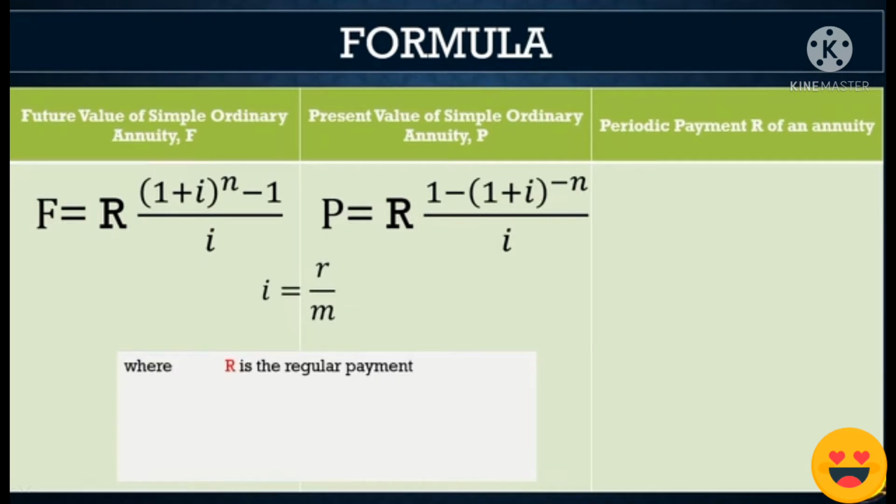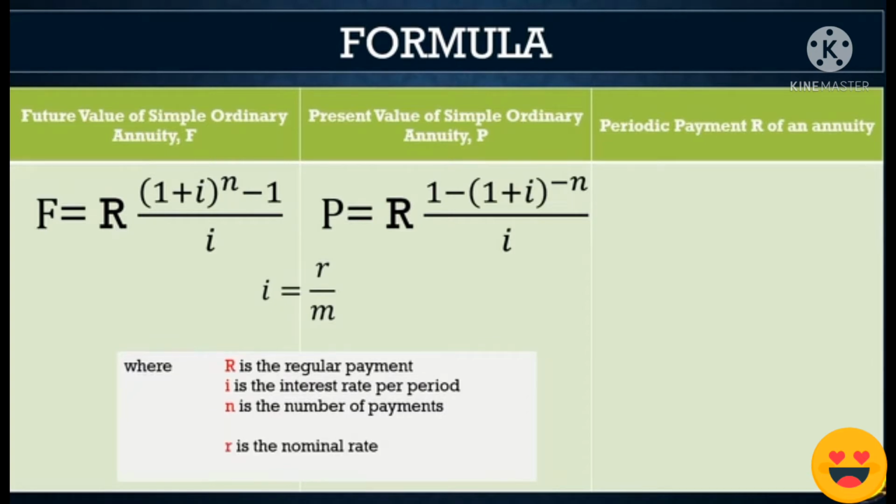And then, pag R, that is the regular payment, i, that is the interest rate per period. So, paano natin kunin yung i? That is the interest rate over the frequency of conversion. So, n is the total number of payments. So, paano kinukuha yung n? That is m times t. r is the nominal rate, or the interest rate. And m is the number of conversion periods.